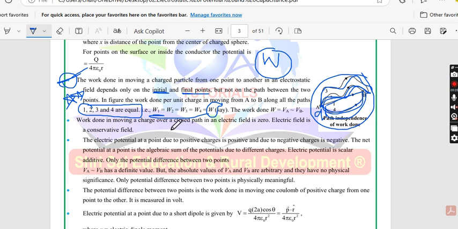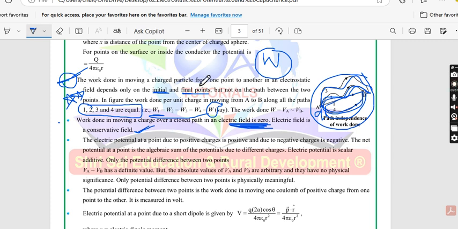So, work done in moving a charge over a closed path in an electric field must be 0. Why will it be 0? Whatever the charges moving inside the closed path, the electric field will be 0. So, electric field is a conservative field. Why? Because electric field is a conservative field.